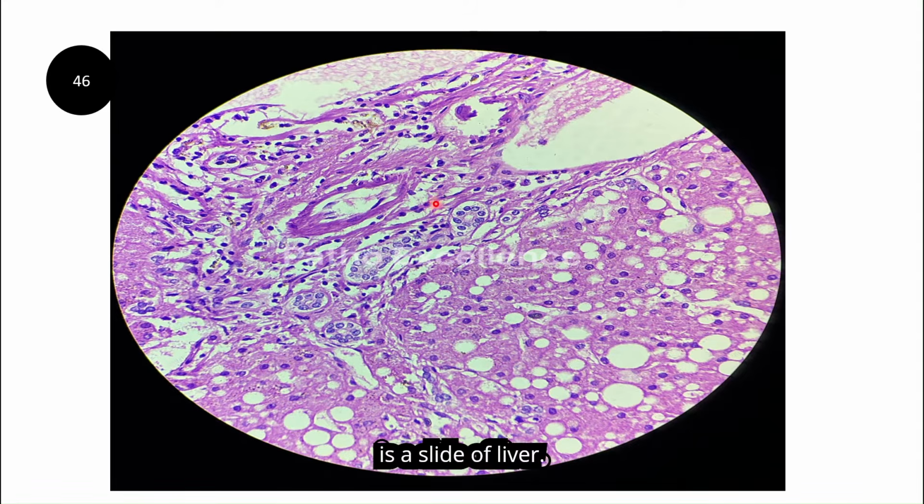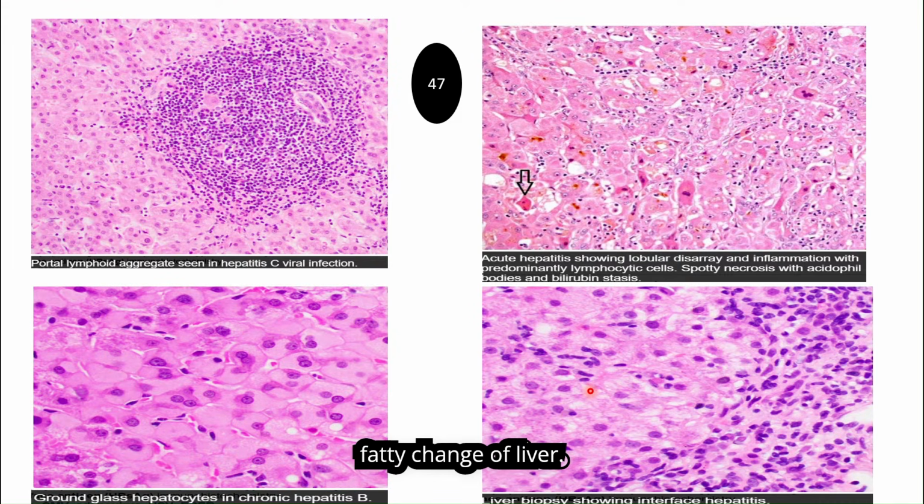This is a slide of liver. Identify it by presence of portal tract, normally showing bile duct, artery and a vein. This hepatocyte shows fat globules in the cytoplasm. There are two types of vacuoles, macrovesicular and microvesicular. So this is fatty change of liver.